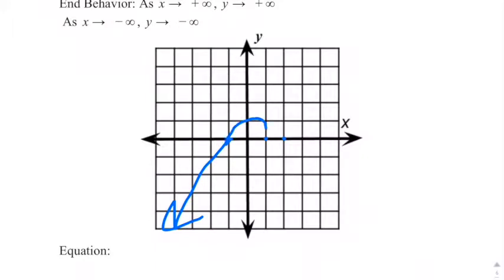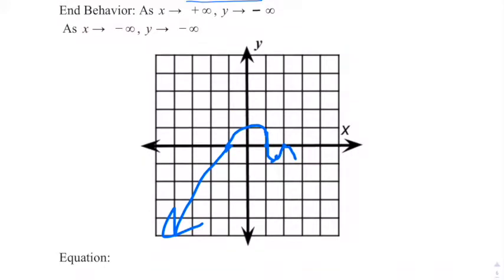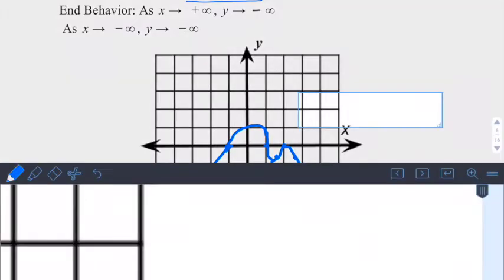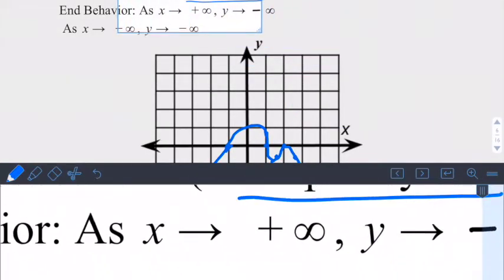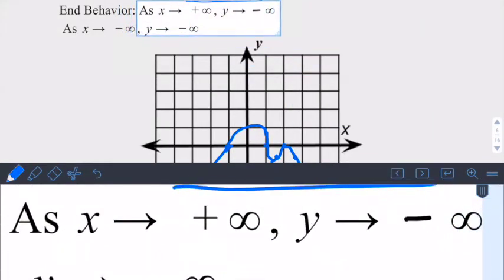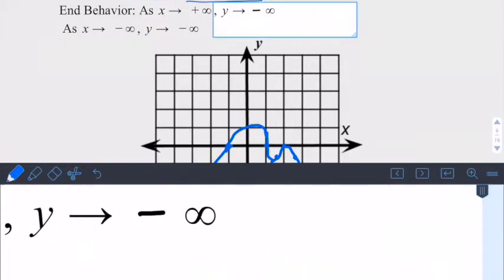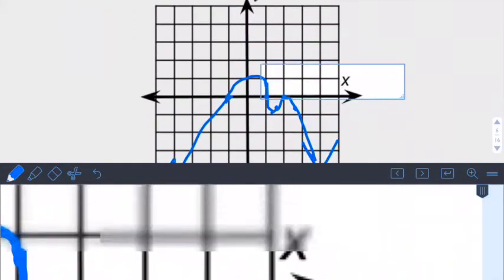We don't know how high. 1 has a multiplicity of 1, and so it's going to hit and go through. 2 has a multiplicity of 2, so it's going to hit and then turn back around, if you remember from last time. And then it goes back down towards infinity somewhere, which matches our end behavior. As x approaches positive infinity, y approaches negative infinity.